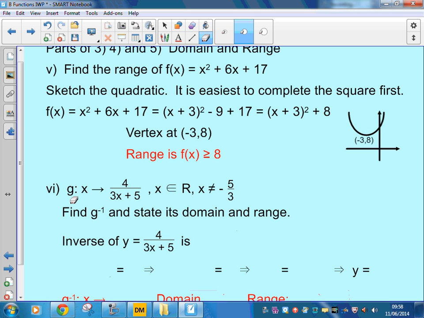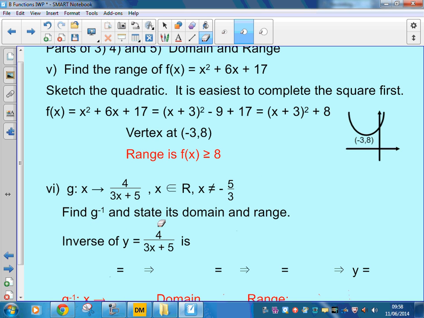Now for the next one, you've got g taking x to 4 over (3x + 5). Notice x cannot equal -5/3, because if it did, 3x would be -5, and -5 plus 5 is 0, so you would end up with 4 divided by 0, which is not defined. So you've got to exclude x equals -5/3 from this function.